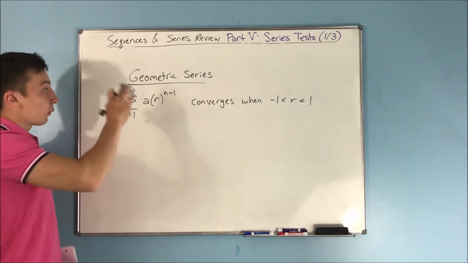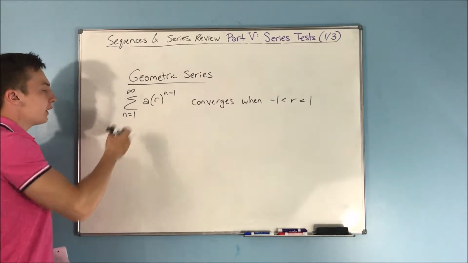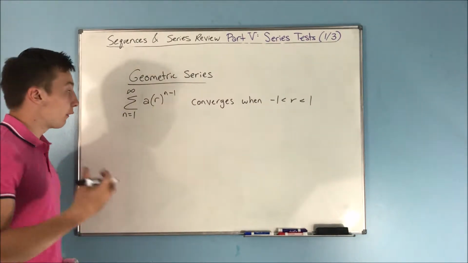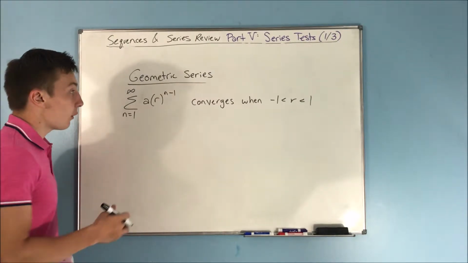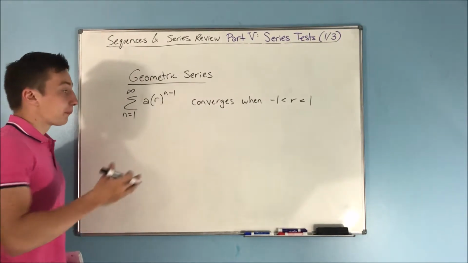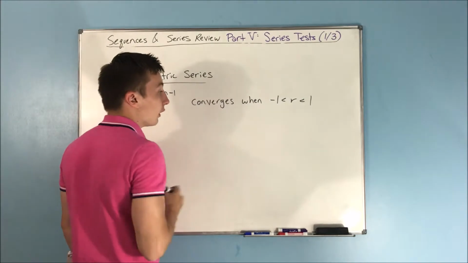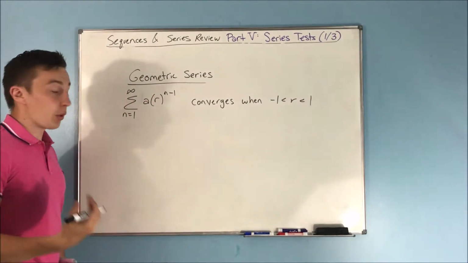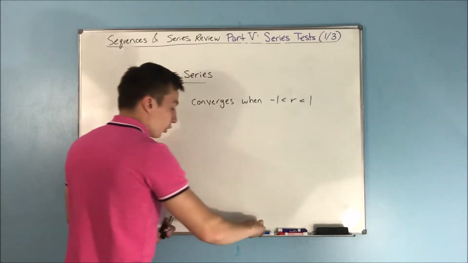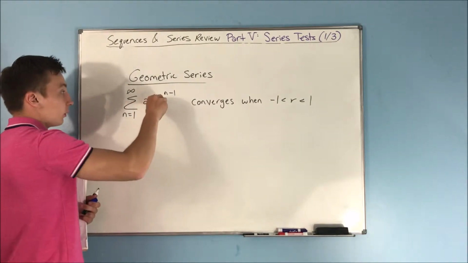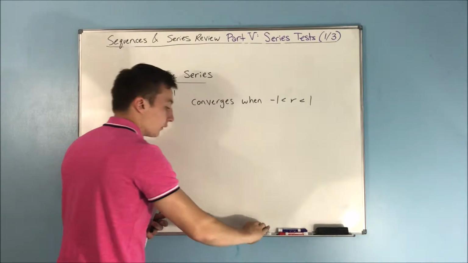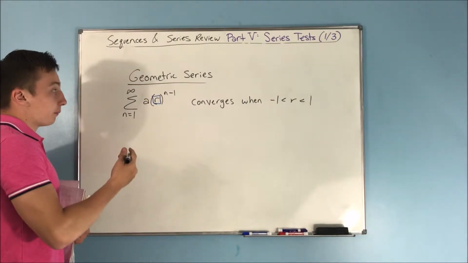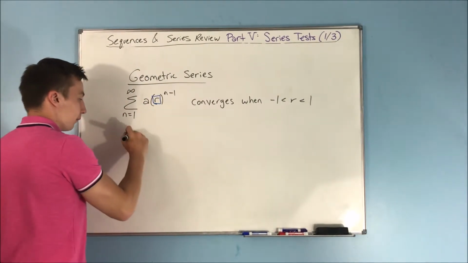Now first, we have our geometric series. This takes on the form the sum from n equals 1 to infinity of a times r to the n minus 1. Now, this series would converge when r is between -1 and 1. Okay, so it's all dependent on your common ratio right here.